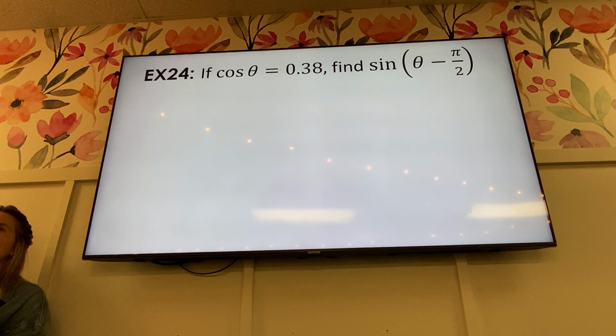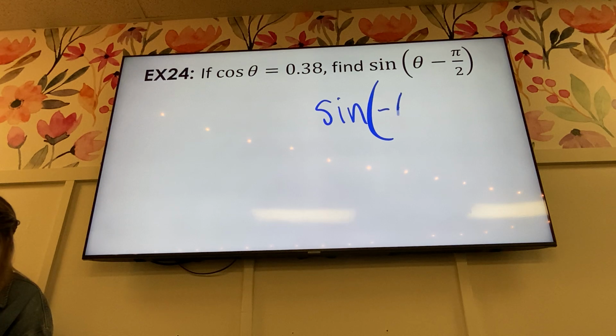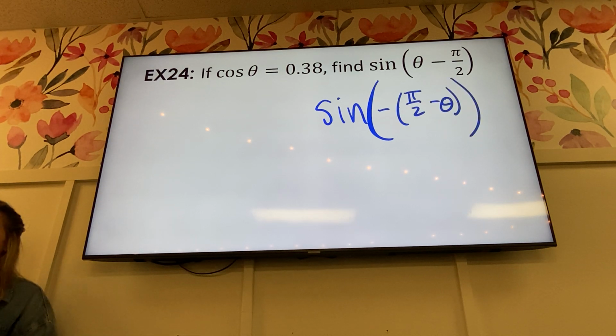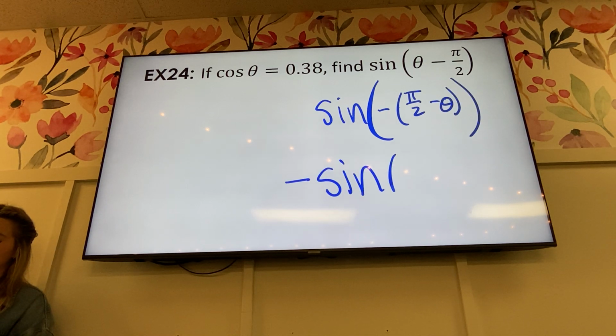So if I want to unflip them, what do I have to take out? A negative. So I'm going to take a negative out so I can unflip them: pi over 2 minus theta. And then I'm thinking even and odd. If I have a negative inside the sine, is it going to go away or come out? Is sine even or odd? It's odd, so it's going to come out. Yep, it's odd, so we can pull the negative out.